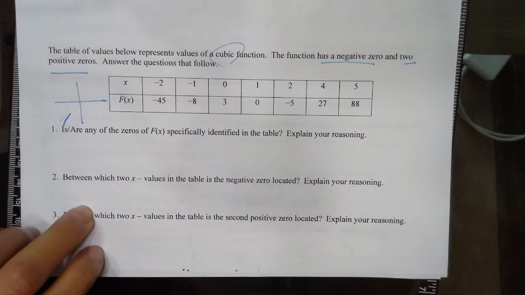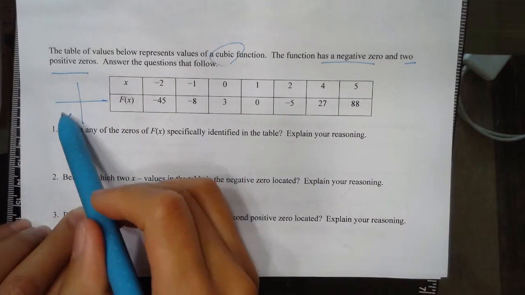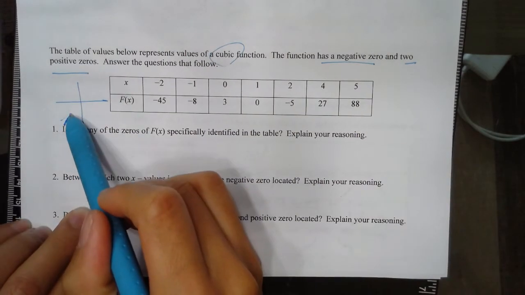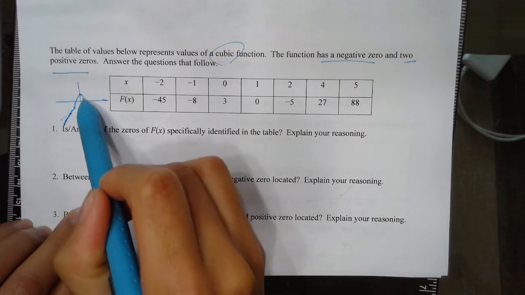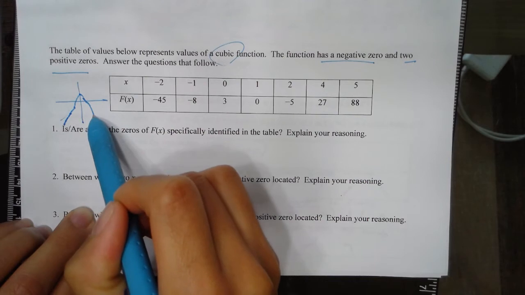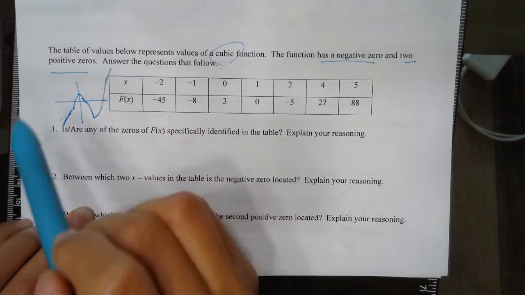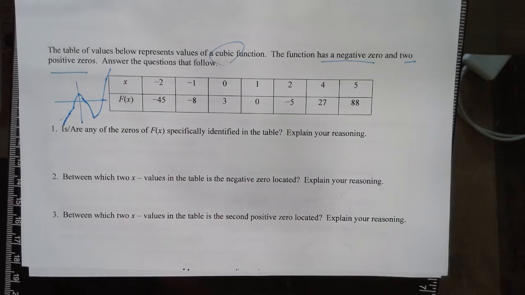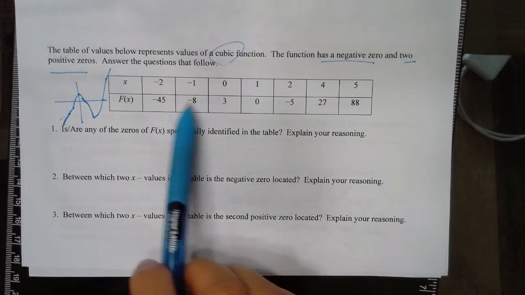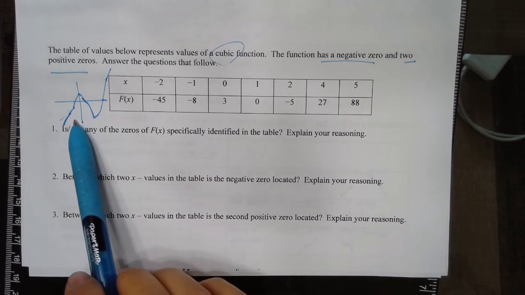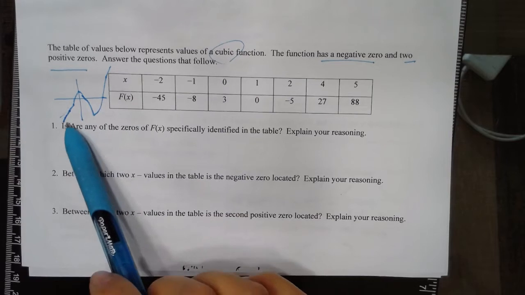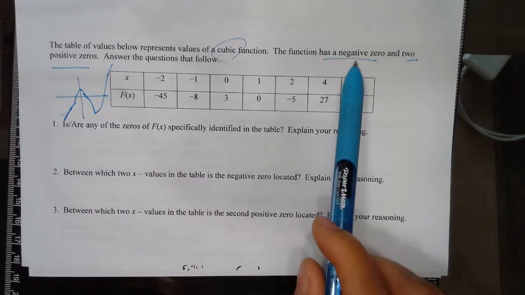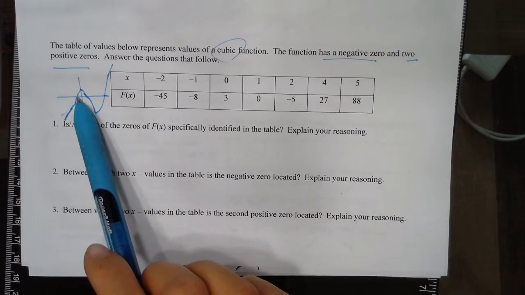So let's do it. Negative 2 and negative 45, negative 1, y value negative 8, at 0, y value 3, at 1, y value is 1, at 2, y value is negative 5, at 4, y value is 27, and at 5, y value is 88. So it's going to look like something like this. Obviously not exact, but kind of. All I do is draw a rough sketch of it and make sure it makes sense. Cubic function. Yes, it does look like a cubic function. One negative 0 right there, and two positive zeros right here.